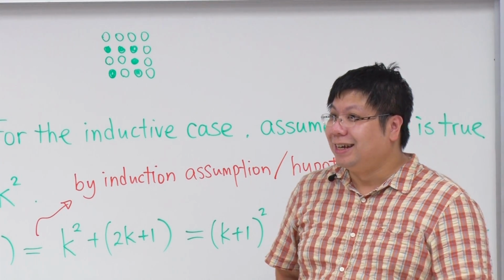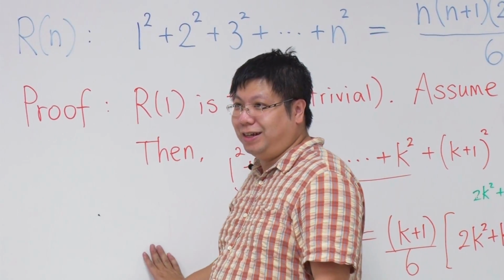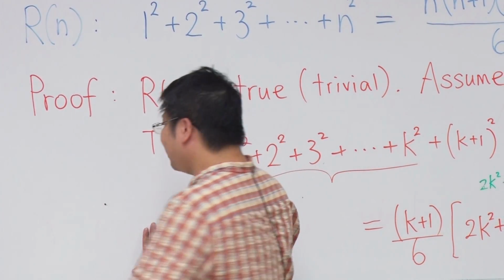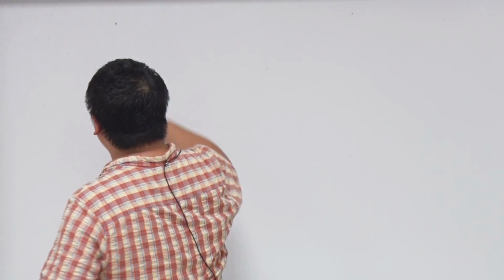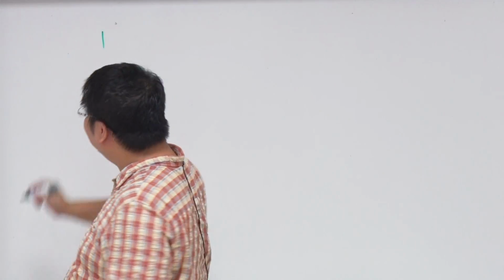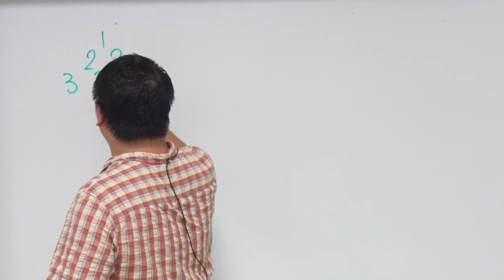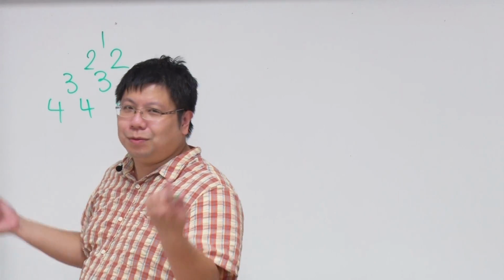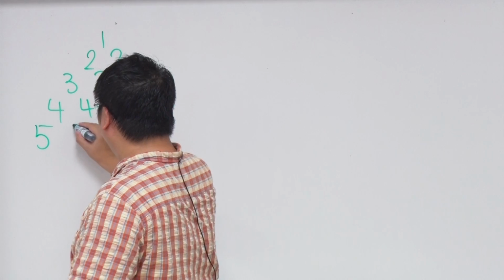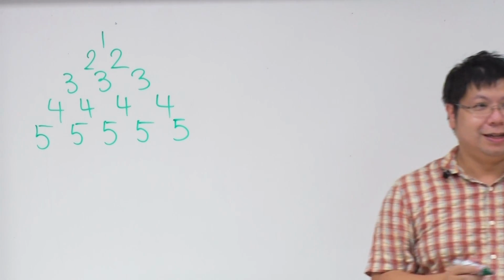Now, how about the sum of squares? I saw a very nice proof of this yesterday on Facebook. How do we do this? Let's do 1 squared. So we have 1, then 2, 2, then 3, 3, 3, then 4, 4, 4, 4, and so on up to 5, 5, 5, 5, 5.